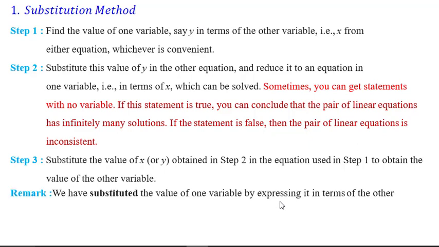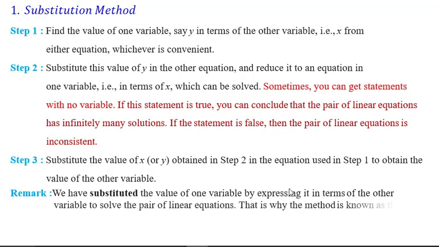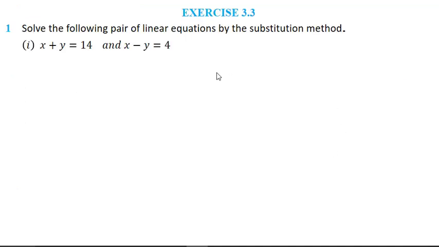We have substituted the value of one variable by expressing it in terms of the other variable to solve the pair of linear equations. That is why this method is known as substitution method. So what we have done here, we have substituted one variable in terms of the other, therefore we call this method substitution method. Now let us see a few problems and understand this substitution method.